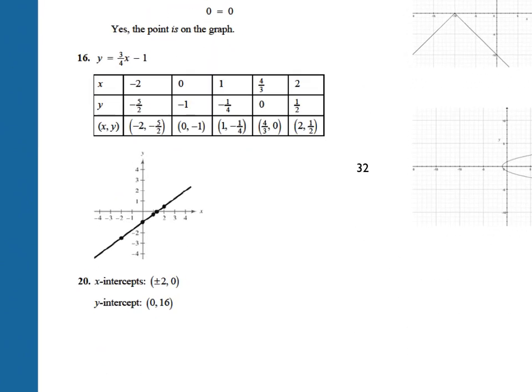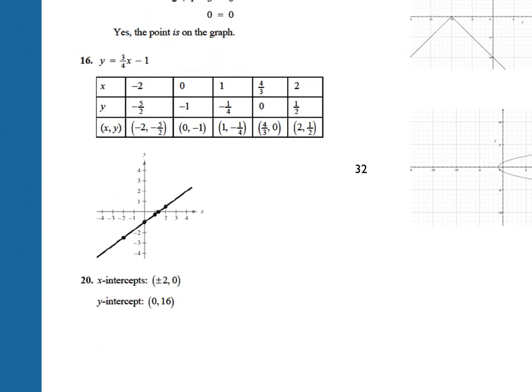16, your T-chart should have looked like that. -2, -5/2, 0, -1, 1, -1/4, 4/3, 0, and 2, 1/2. And then your graph like that. 20, x and y intercepts. X-intercept is plus and minus 2 and 0. Y-intercept is 0, 16.